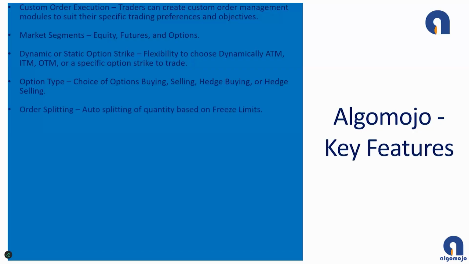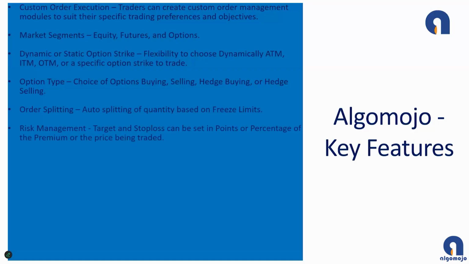Now, if the order quantity is big, you need not worry about placing multiple orders. We will split the orders based on the freeze limit set for the instrument that you're going to trade. It could be indices, it could be stocks. So we'll split the orders and place multiple orders for you. Whenever there's an entry, the quantity would be split based on the freeze limits. And when there's an exit, we will place multiple orders to close all the positions that would have been taken.